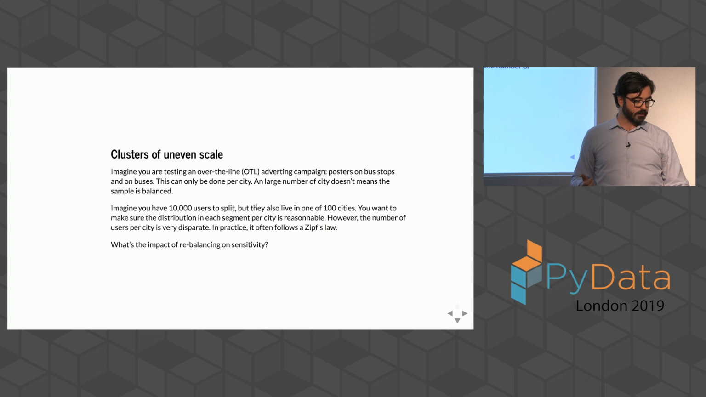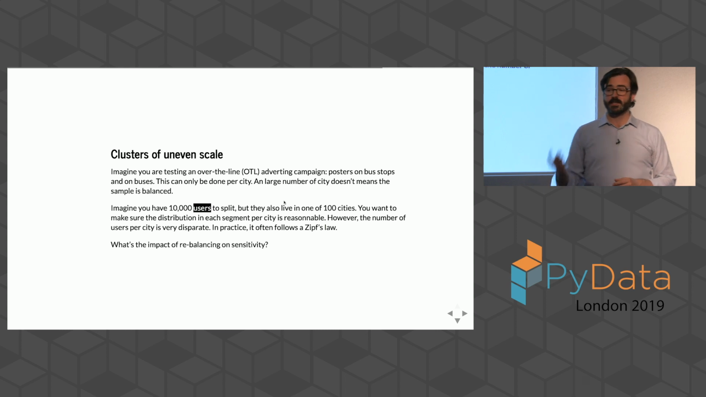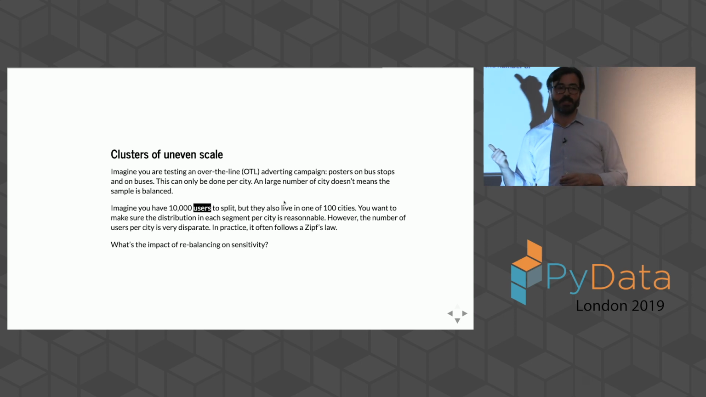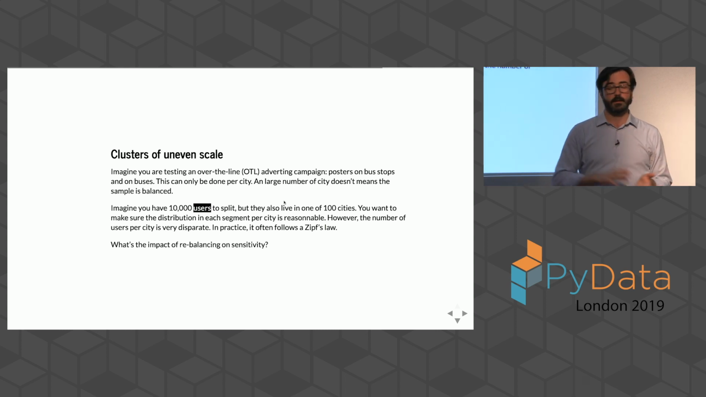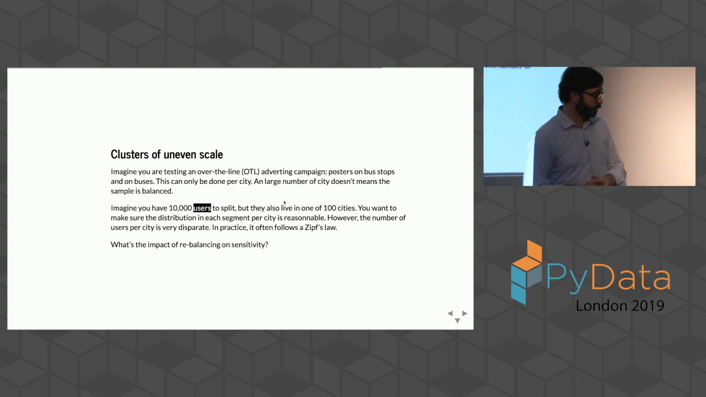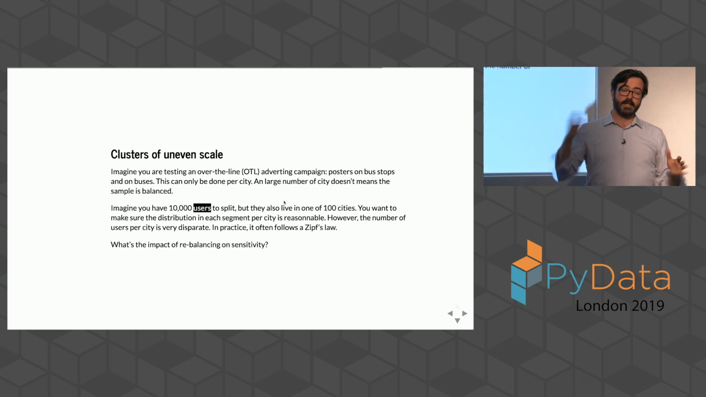So you have 100,000 users, but they live in 100 cities. The second problem is not just that you have 100 cities, it's that some cities are really big, like London, and some cities are very small, like Stratford-upon-Avon. There's actually a law that describes the size of cities. It's a Zipf law.